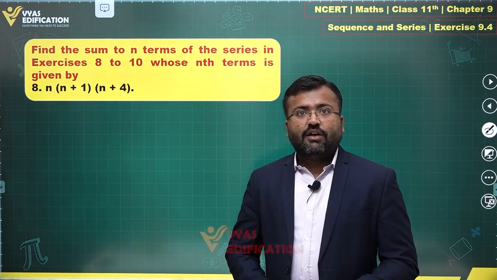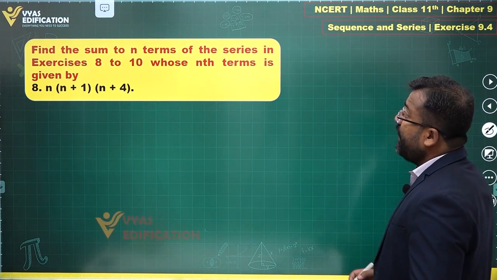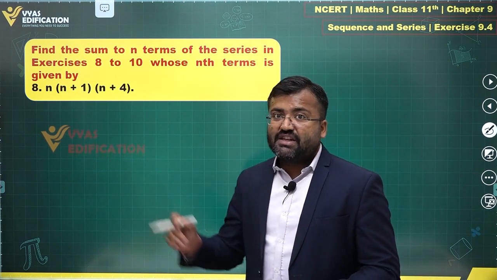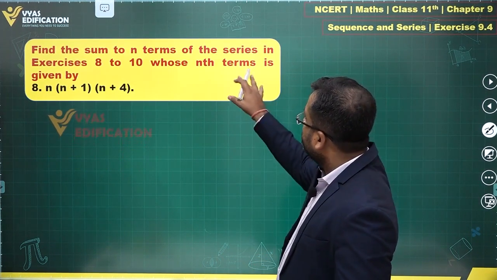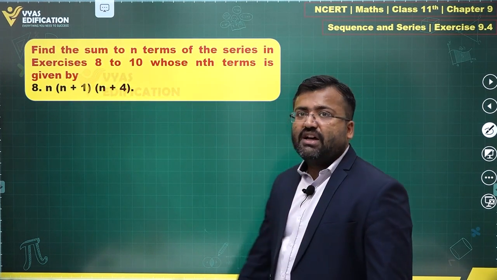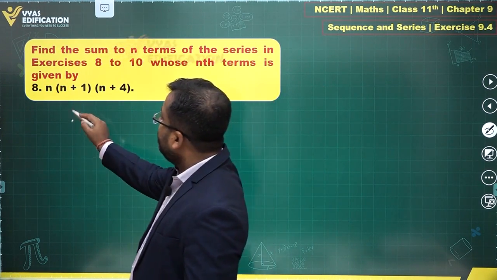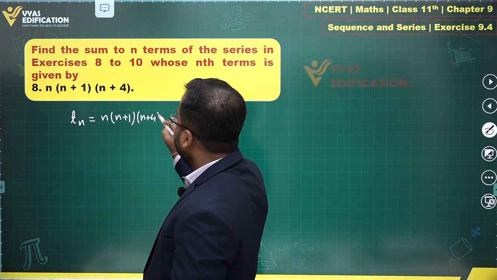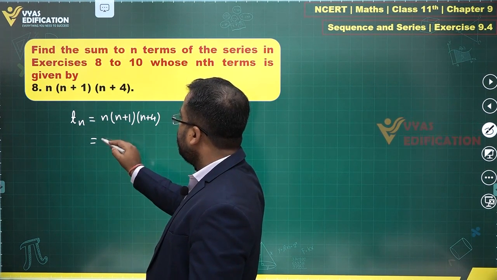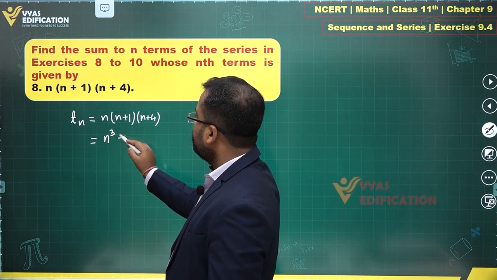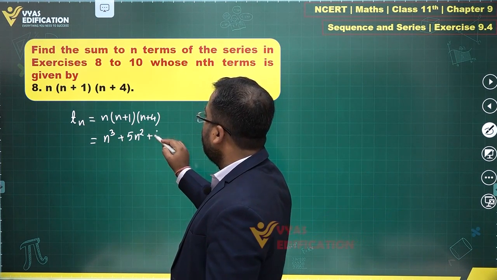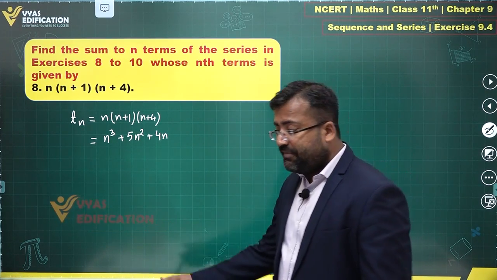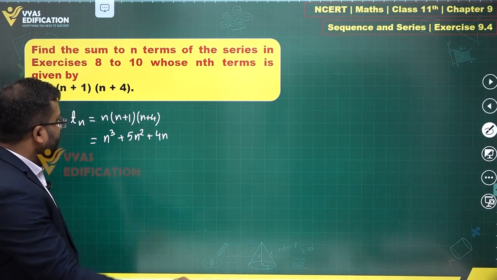Is that all? Yes. Question 8 says, find the sum to n terms of the series in exercises 8 to 10 whose nth terms are given by, right. So we have Tn is n plus 1, n plus 4. You can multiply n plus 1, n plus 4: that is n square multiplied by n will be n power 3, plus 5n which will become 5n square, and 4 which will become 4n. That's pretty simple to find the sum up to n terms for this particular series.